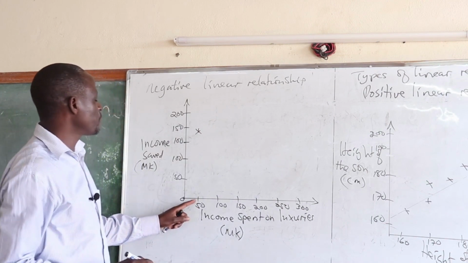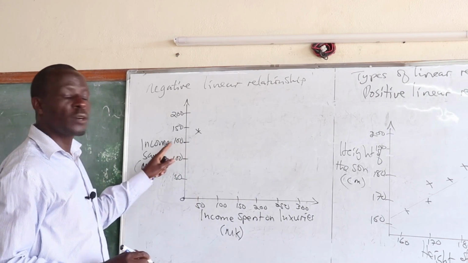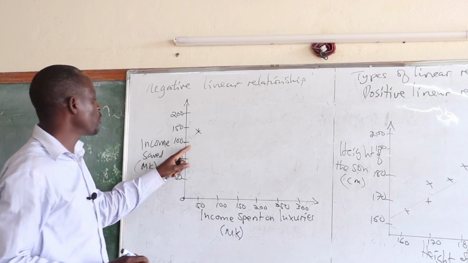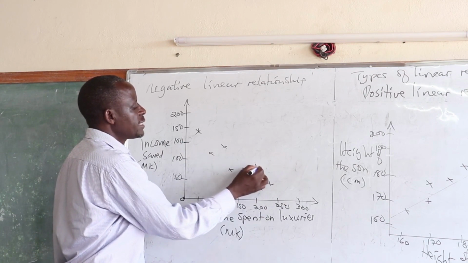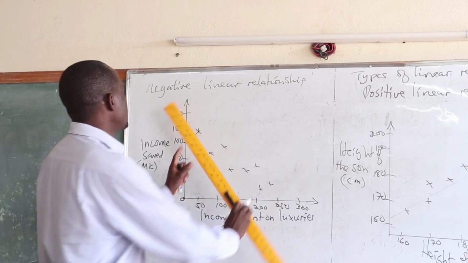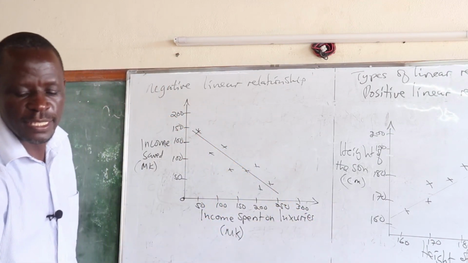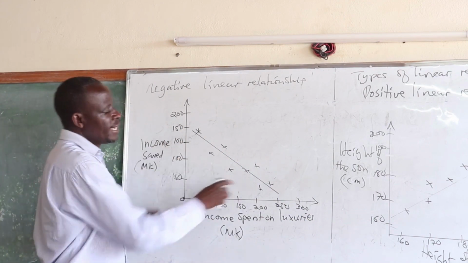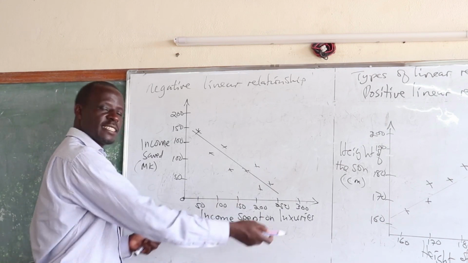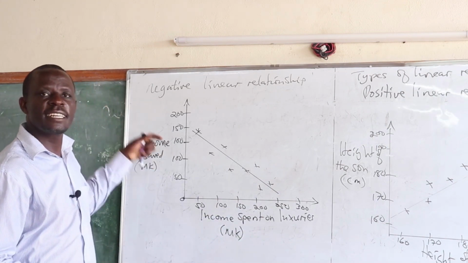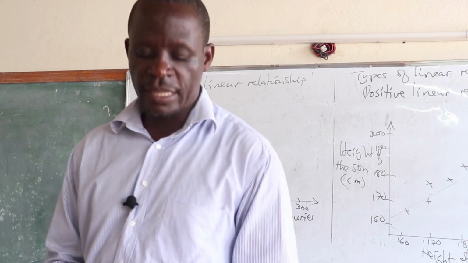You will see that if you are spending less, you are going to have more savings. You can actually save. And then as you increase the expenditure on some luxuries, the savings will be dropping. So this is a negative relationship. As the income expenditure increases, the income saved is going to decrease. That is an example of a negative relationship.